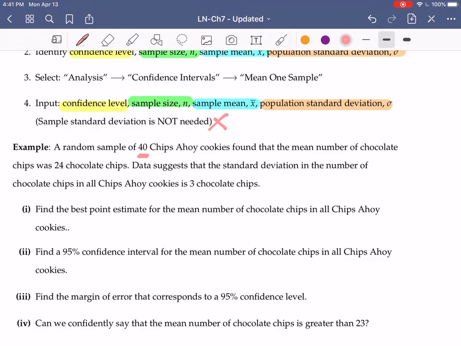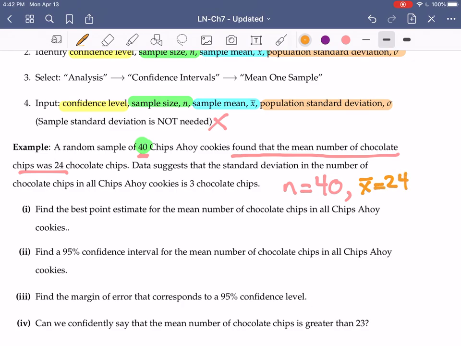That is the number of Chips Ahoy cookies that we have in our sample. So n is equal to 40. This random sample found that the mean number was 24. So that mean number, we found that to be 24. That is our value of x bar.